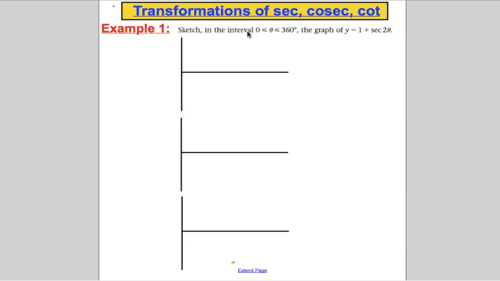Here's a question. Sketch in the interval 0 to 360 the graph of 1 plus sec 2 theta. I always start off by drawing cos theta and then the related sec theta before I start performing transformations. So cos theta looks something as so. Okay, key points here: 0, 90, 180, 270, and 360. And the sec theta graph there, we know looks something as follows.